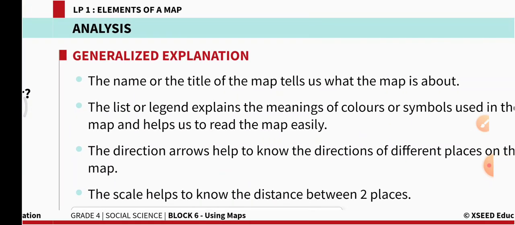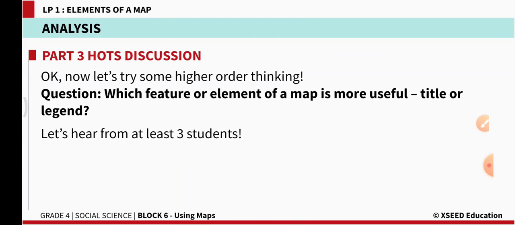And let's move ahead. Which feature or element of the map is more useful? Nana, we learnt about the 4 elements. One was title, second one was the compass, direction compass, third one was the scale, and fourth one was the legend. Now they are asking us, if we take these two, title and legend, which is more helpful, which is more useful to understand the map?